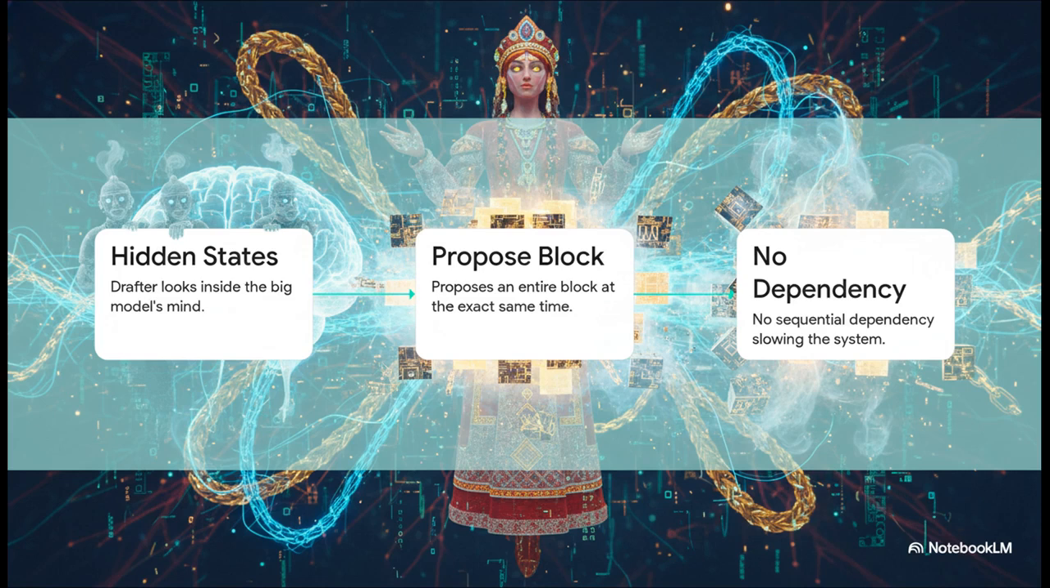Standard draft models still work completely sequentially, where the second step strictly depends on the first. But DFlash replaces this old method with powerful block diffusion magic. The drafter looks deep inside the mind of the big model, seeing the hidden states of the neural network. Guided by deep intuition, DFlash proposes an entire block of text at the exact same time. There is no sequential dependency slowing the system down, and the cost does not grow as the block gets bigger. DFlash delivers an incredible 3x speedup.